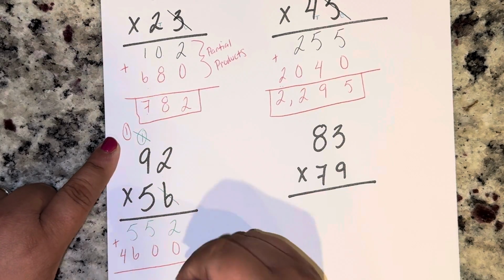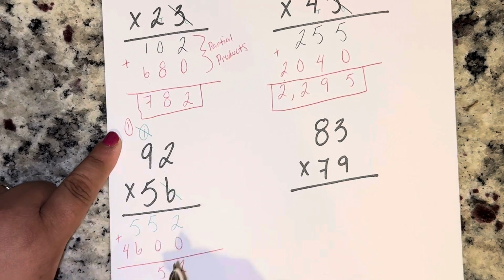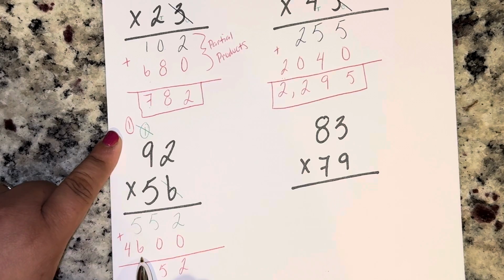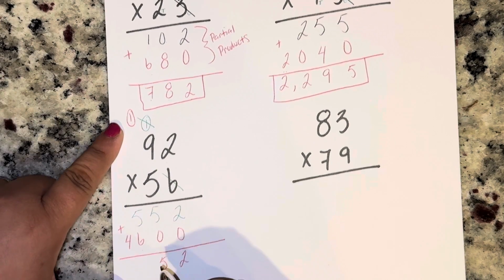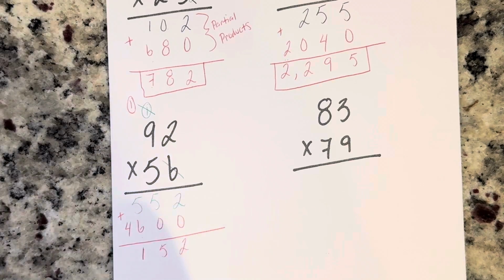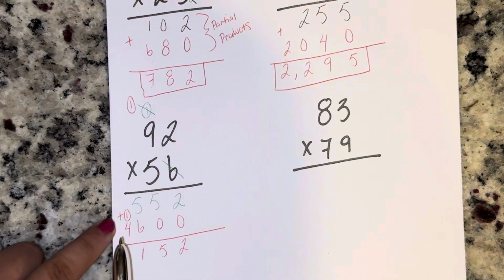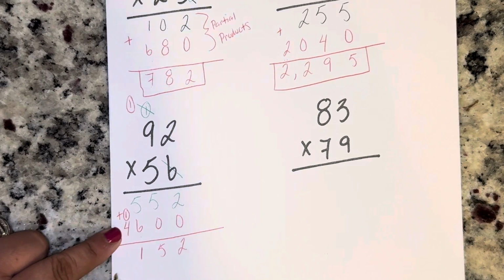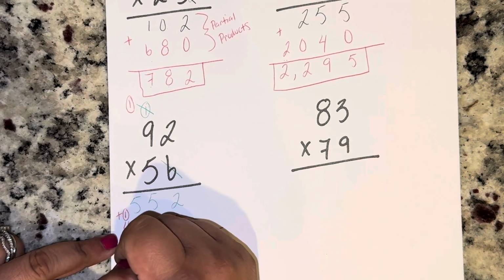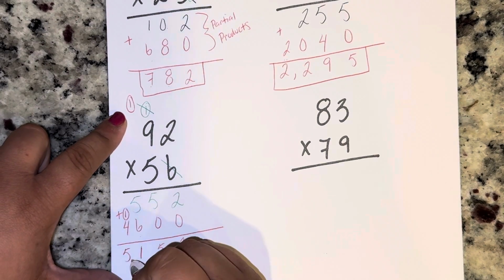2 plus 0 is 2. 5 plus 0 is 5. 5 plus 6 is 11. So I'm going to bring my 1 down, and then I'm going to regroup a 1 and circle it. So 1 plus 4 is 5. Now I need to make sure that I write my comma. So I'm going to go 1, 2, 3, comma.